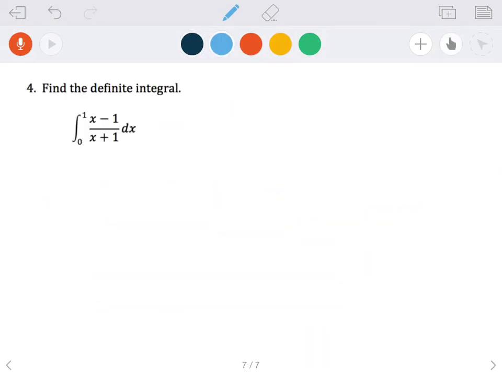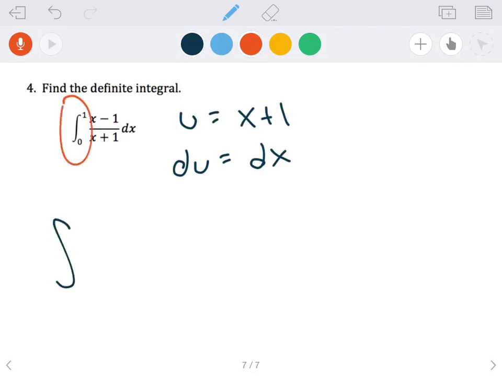Find the definite integral. And once again, I'm going to set my denominator equal to u. There's not really a convenient way to rewrite this one, so we'll just go straight to it. U is equal to x plus 1. Take the derivative, and that's just equal to dx. And so when I rewrite this, I'm going to change my limits of integration. If I plug 0 into this function, I'll get 1. If I plug 1 into that function, I'll get 2.